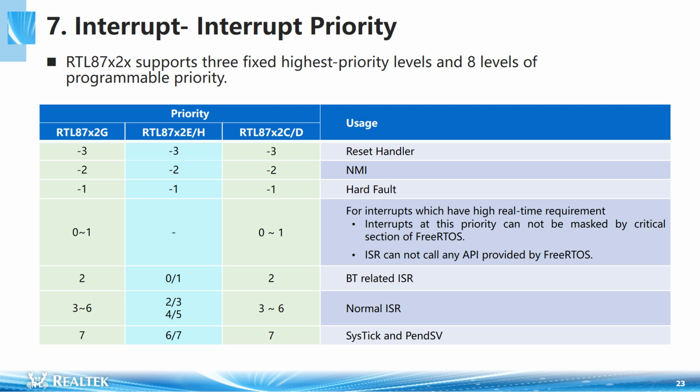RTL87X2E/RTL87X2H supports 3 fixed highest priority levels and 4 levels of programmable priority, but for compatibility with RTL87X2C and RTL8762D, 8 levels of programmable priority are used. The larger the number, the lower the priority. But for the priority used on RTL87X2E and RTL87X2H, 0 is equal to 1, 2 is equal to 3, 4 is equal to 5, 6 is equal to 7.